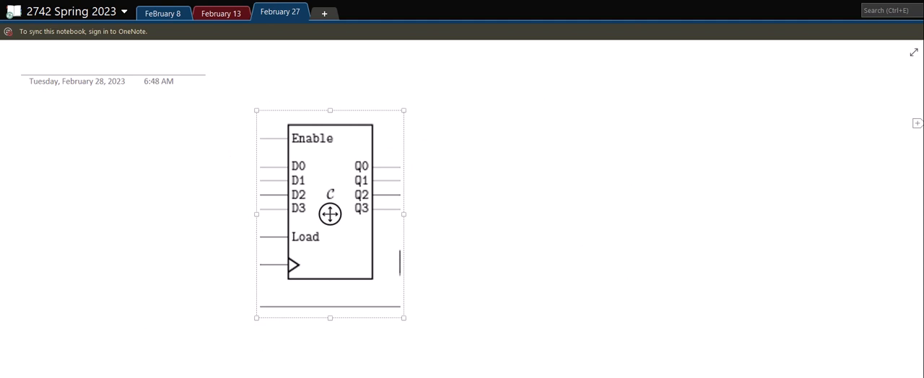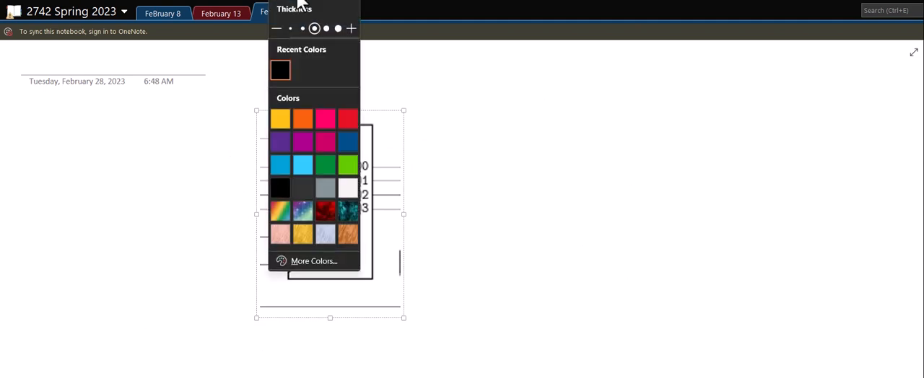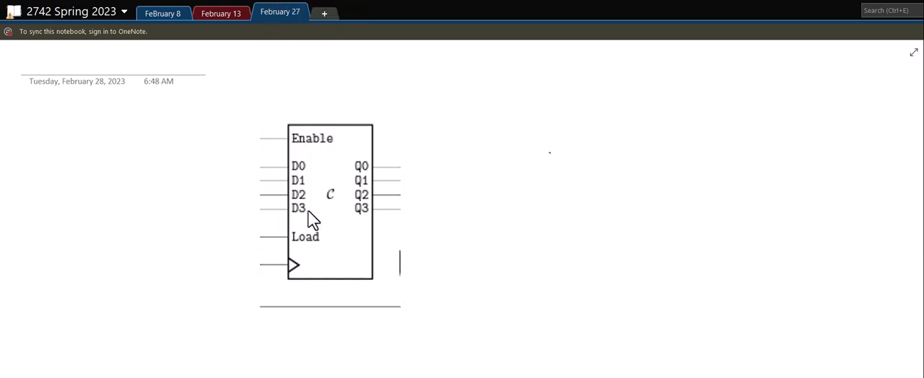I think I'll, let's see, looks like OneNote has changed the colors available to me. I'm going to do rainbow until it gets too crazy. Alright, yeah, that's me, crazy, rainbow pen.